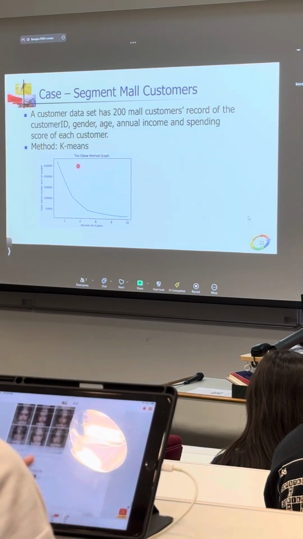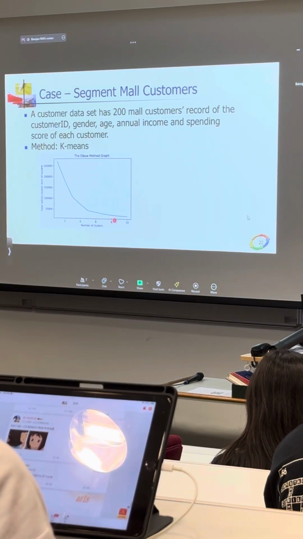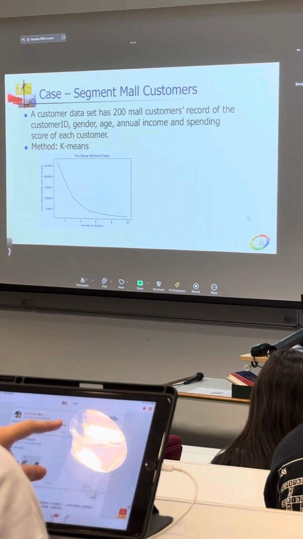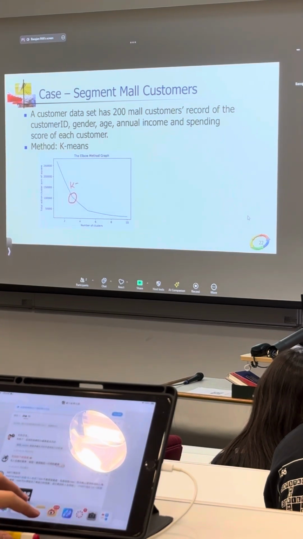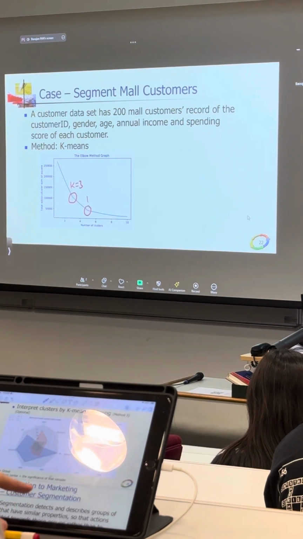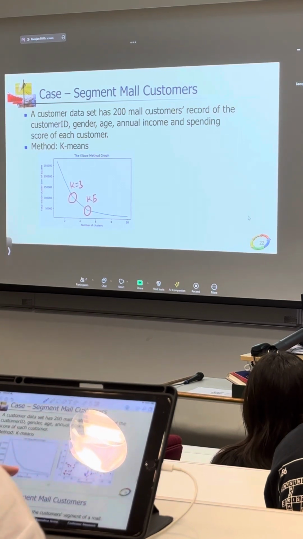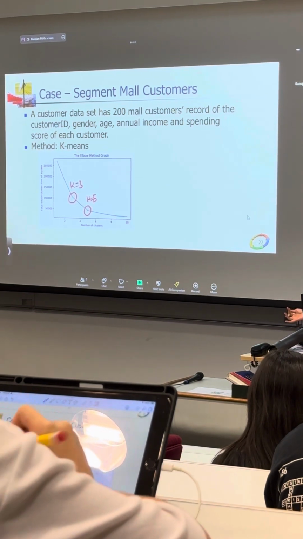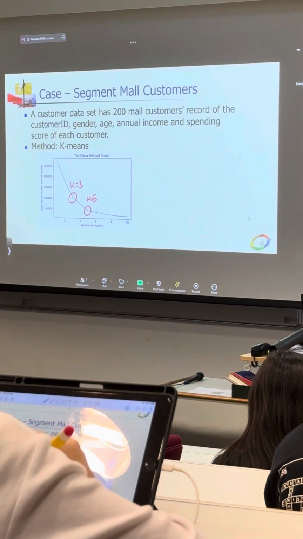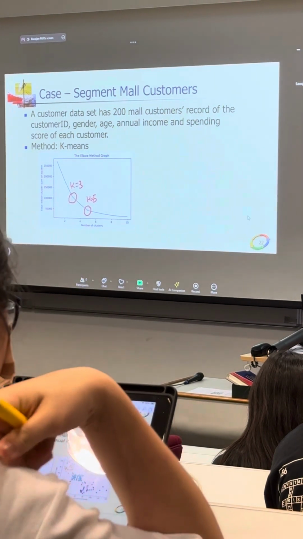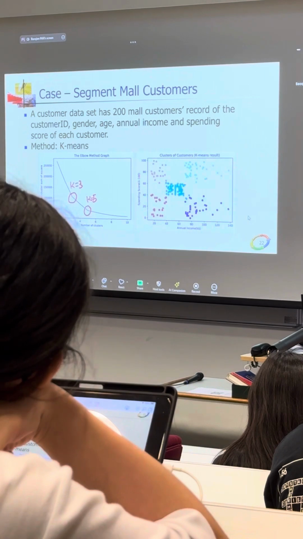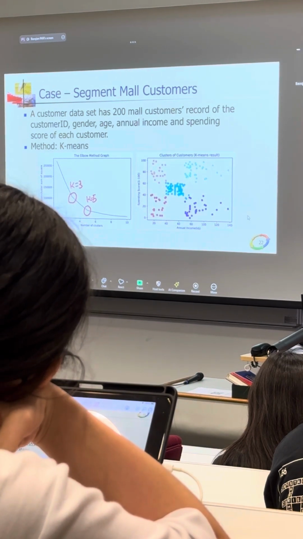When we implement k-means, we look at the elbow plot. It seems that k can be equal to 3, or k can be equal to 5. We are looking at the bending of the elbow plot. So which one should we use? After we look at the result, we choose k equals 5. Why do we say it's better?